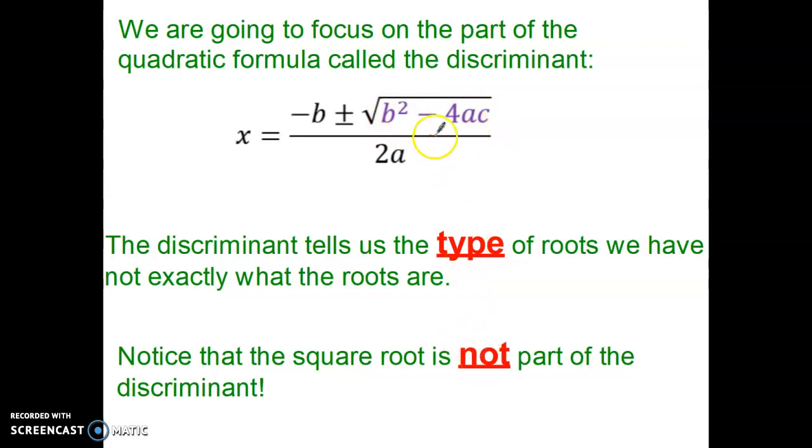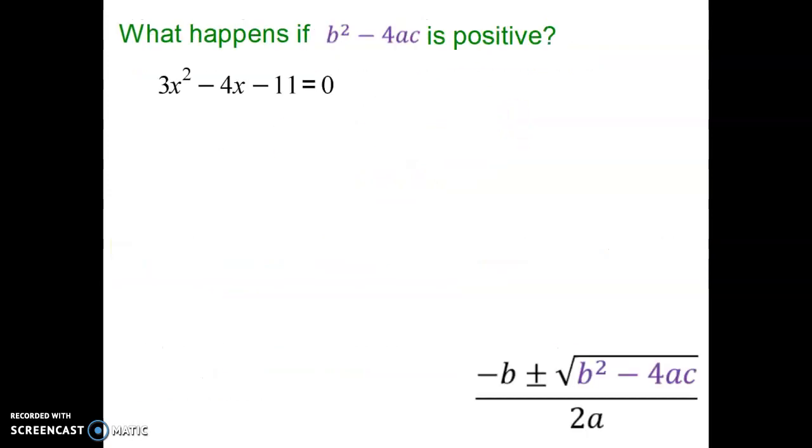Please notice that the square root itself is not part of the discriminant, only the purple part, not the square root. Another thing is if I ask you on a quiz or a test for the value of the discriminant and you do the whole quadratic formula, what that tells me is you don't know what the discriminant is, and so you're not going to get credit for that. If I ask you for the discriminant, you must only do this part. Okay, so let's investigate the discriminant.